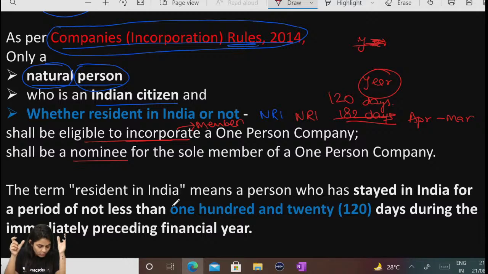In the book you will see it is given as 182 days. Please cut that and write 120 days. So here we have two amendments. First, it was resident in India, but now it is whether resident in India or not. And the second amendment is earlier it was 182 days, but now it is 120 days. I hope you followed both the amendments so far. Yes?